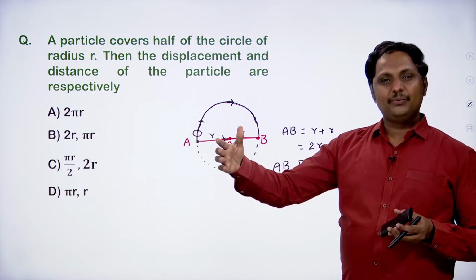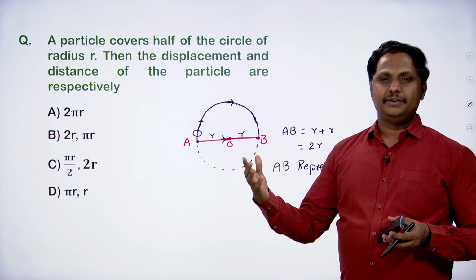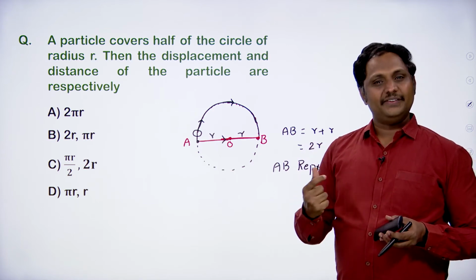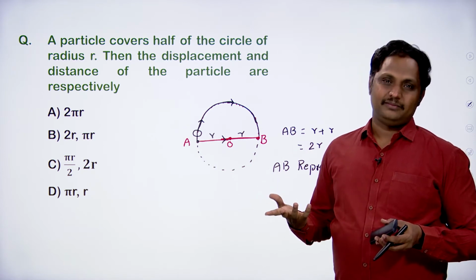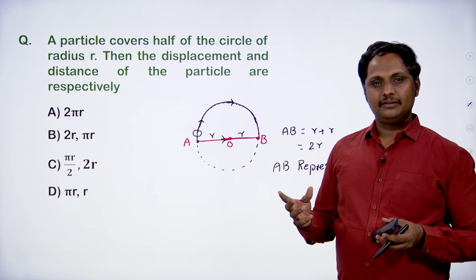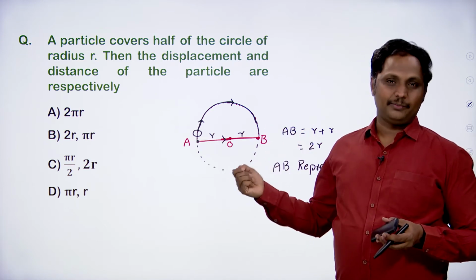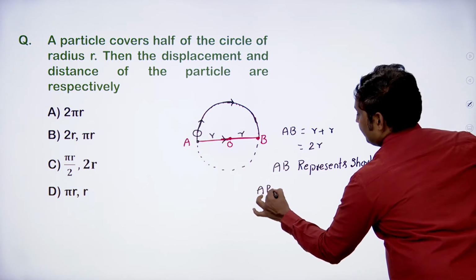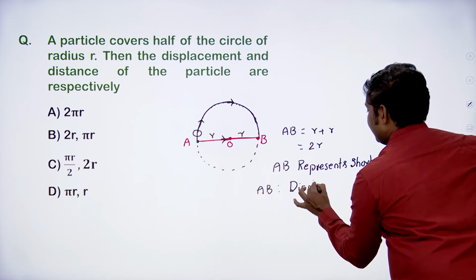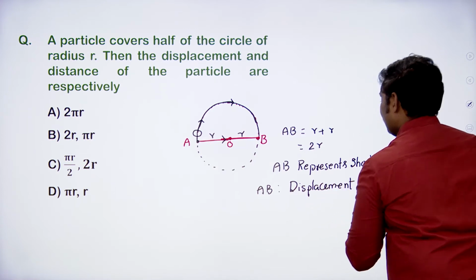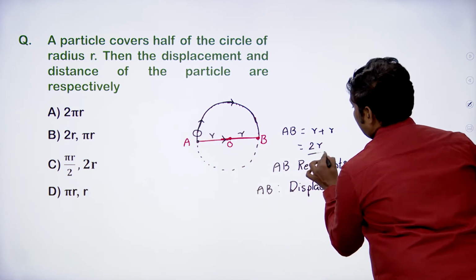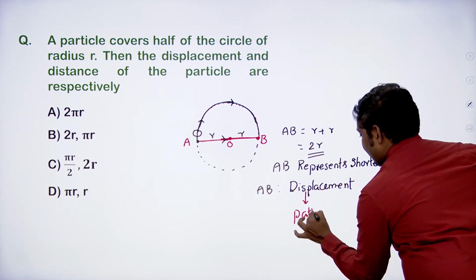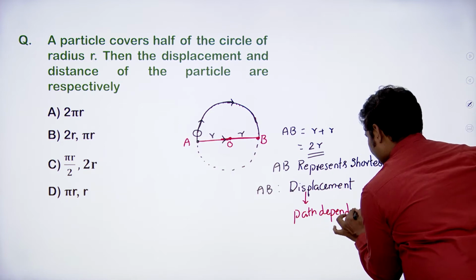So, if we take 1D motion, distance and displacement are going to be equal. Except for that, the distance covered by the body is going to be greater than the displacement. That is what we can define: distance is greater than or equal to displacement, which is equal in case of 1D motion. So, AB represents the shortest path. AB, that is the displacement. So, AB is equal to 2R, very clear. Distance is path dependent. Very clear.